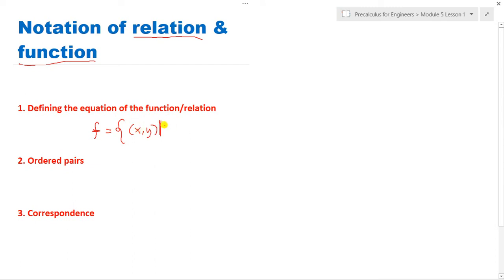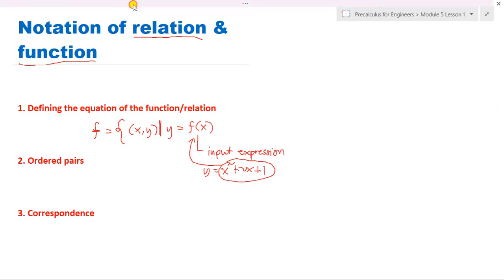x and y such that our y, which is our independent variable, is equal to the function of x, or f of x. So here you are going to input the equation or the expression. So input the expression here. So kanina you have y is equal to x squared plus 2x plus 1. This x squared plus 2x plus 1 would serve as your f of x here. So yan na siya, class.